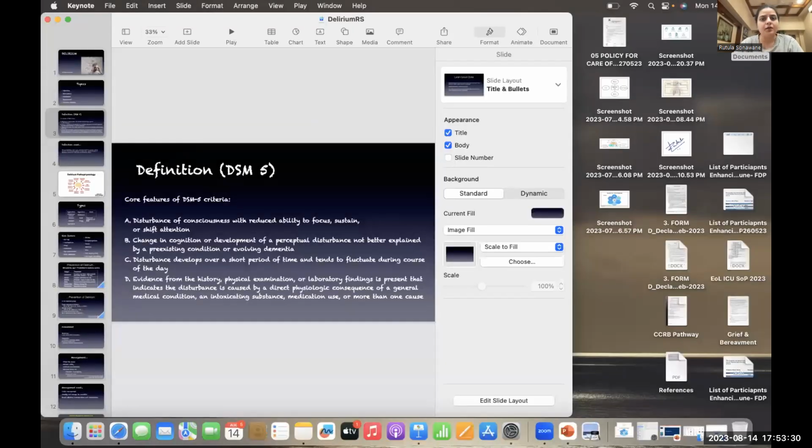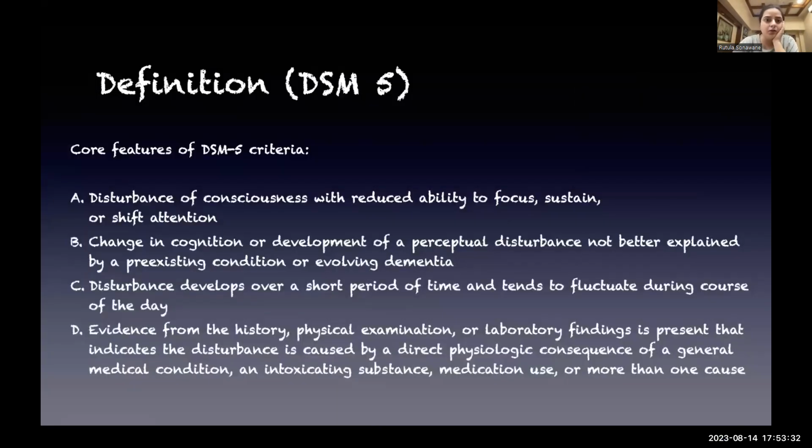Okay, so coming to the definition, according to the DSM, the core features in delirium would be disturbances in the consciousness with reduced ability to focus, sustain, or shift attention. So basically, what it means is that the attention span has reduced, and there is an inability to maintain any sort of order in which the person is doing various activities in the daily routine.